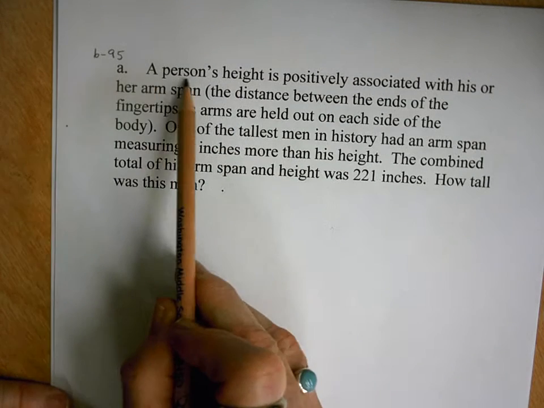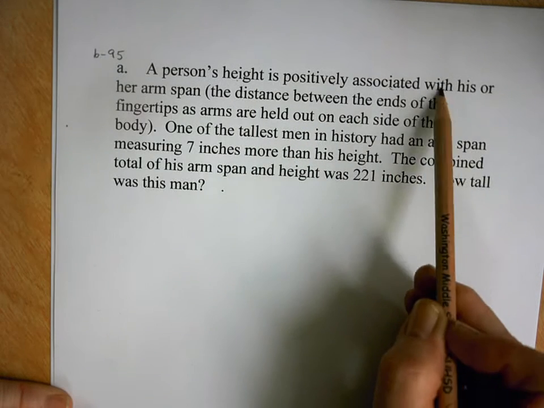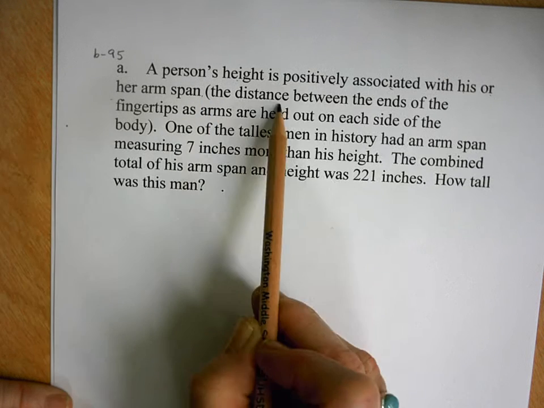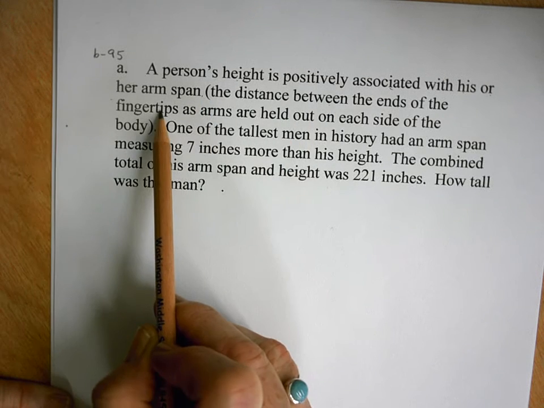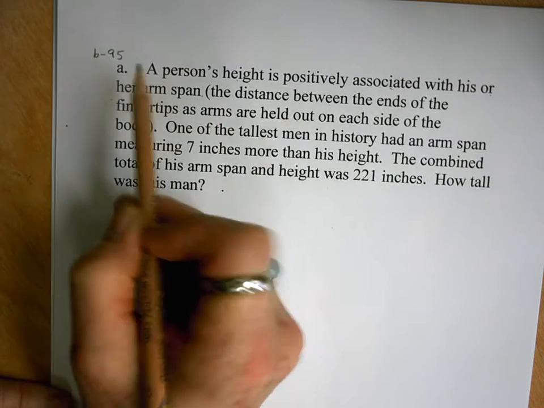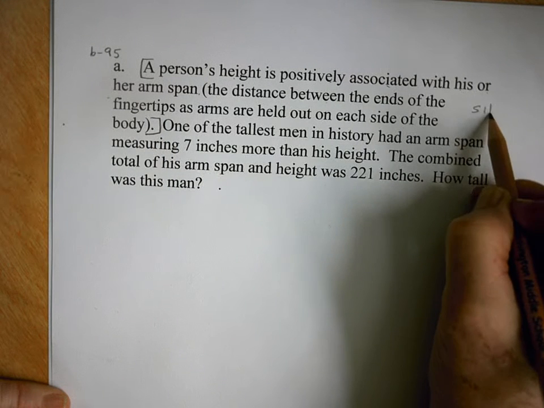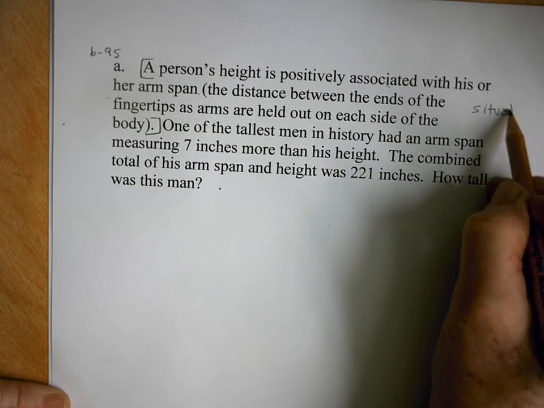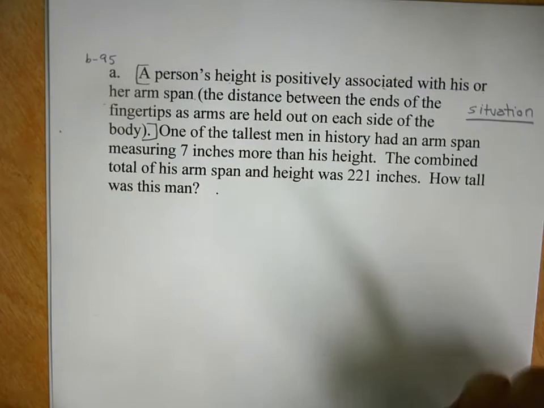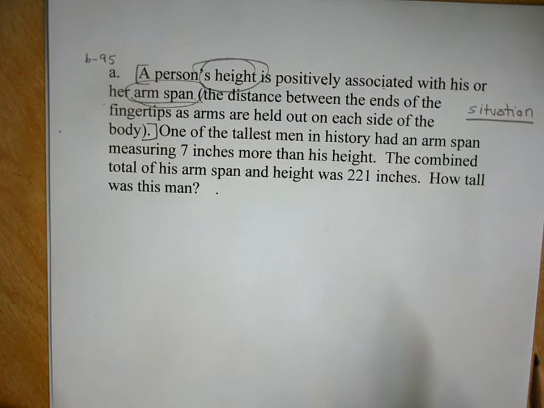It states a person's height is positively associated with his or her arm span. And the arm span is the distance between the ends of the fingertips as arms are held out on each side of the body. So this part right here, this is our situation. There's no math here, it's just kind of describing what the equation will be about and letting us know we're going to be talking about height and arm span.